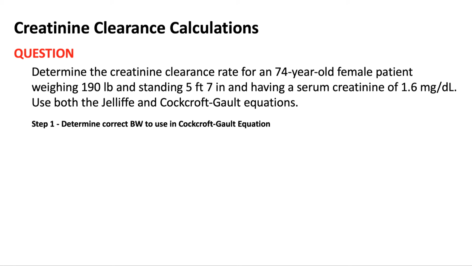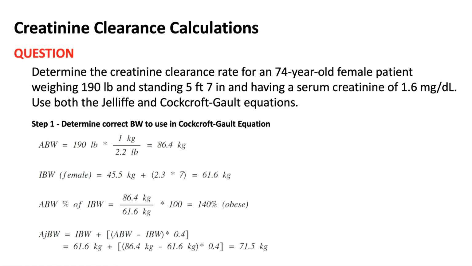So the question reads, determine the creatinine clearance rate for a 70-year-old female patient who weighs 190 pounds and stands 5 feet 7 inches tall and has a serum creatinine value of 1.6 milligrams per deciliter. And we're going to do this with both the Jelliffe and the Cockcroft-Gault formula. Okay? So before we use those formulas, let's think about the patient's weight.